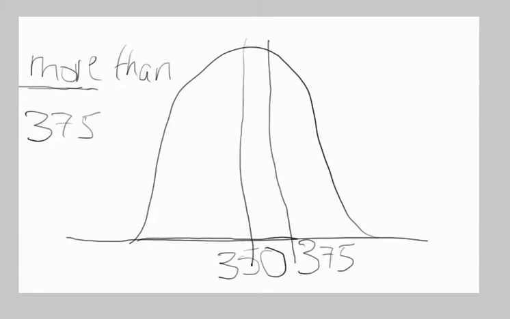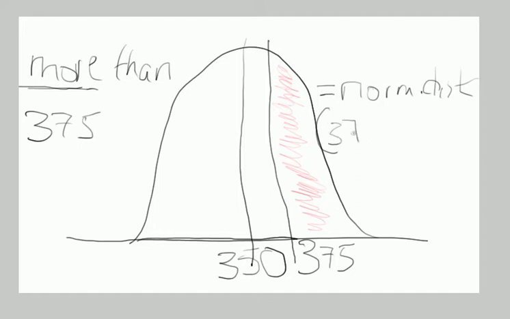Actually, what we want though is this area here to the right. I'm just trying to color it in here. We want that area, which is more than 375. So we have to be careful what we write, because if we just write, let's try, equals NORM.DIST, and then 375, 350, and then 10 and TRUE.